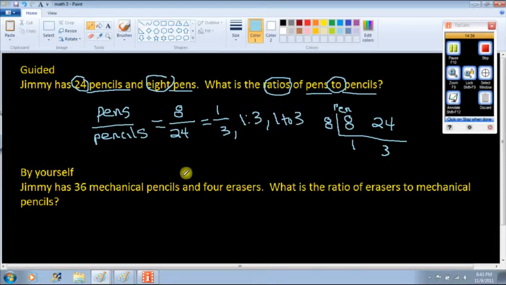And I'll give you a minute to work this one out. It says Jimmy has 36 mechanical pencils. We'll read it together, and then you can write it down and underline and circle keywords. So it says Jimmy has 36 mechanical pencils and 4 erasers. What is the ratio of erasers to mechanical pencils? Okay, I'll give you a second.